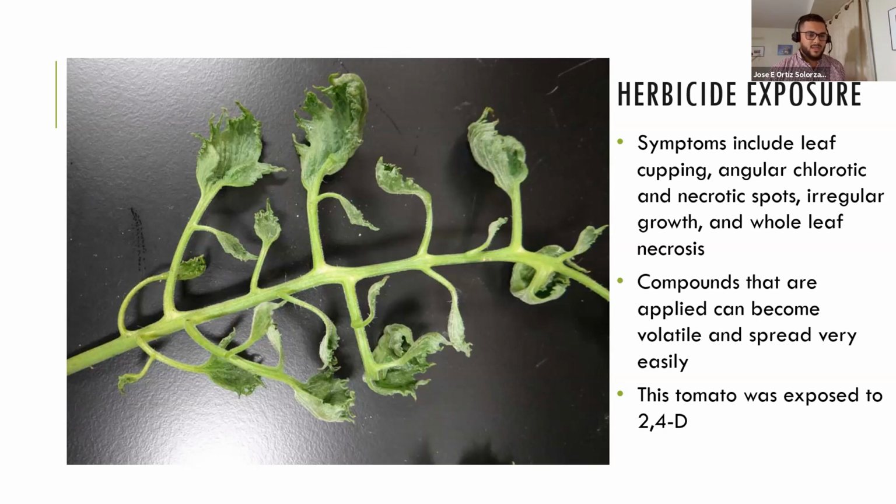As you can see here in the image on the left, this plant is being affected by 2,4-D, which is a herbicide used to control broadleaf weeds. So in this case, perhaps someone was applying the herbicide to control the weeds, and the spray of the herbicide became volatile and reached the other plants, and that's why this tomato plant was affected. 2,4-D is a herbicide well known for its potential to control weeds, and it has the ability to affect many other crops.